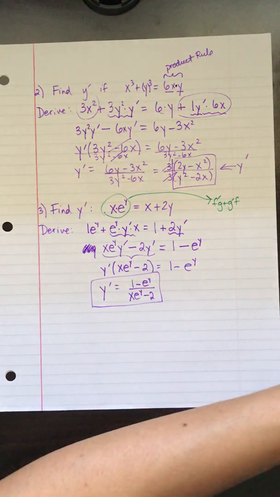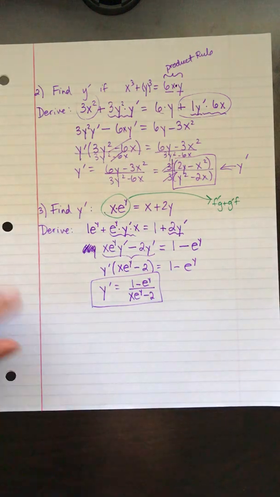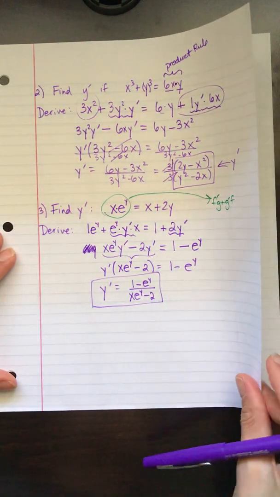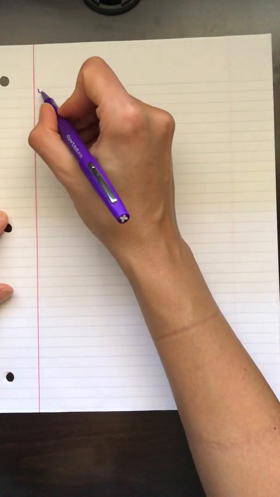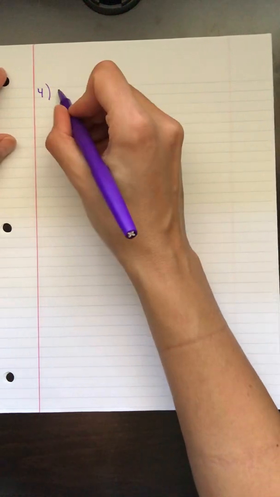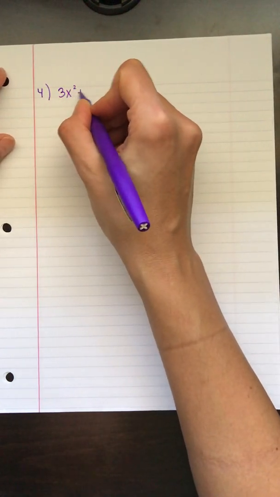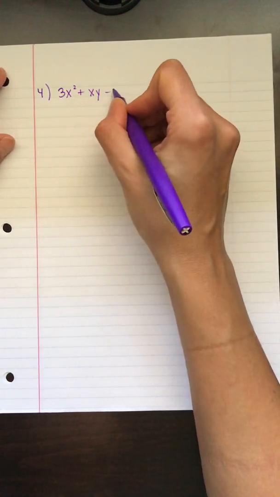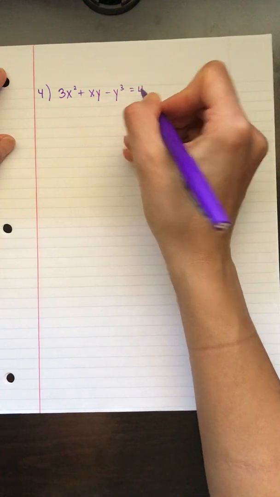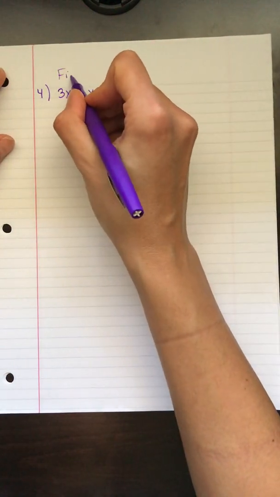Let's see. Okay, let's do 2 more implicit here. Example 4. Where's my example 4? Here it is. So 3x squared plus xy minus y cubed equals 4. All right, we're going to find y prime again.